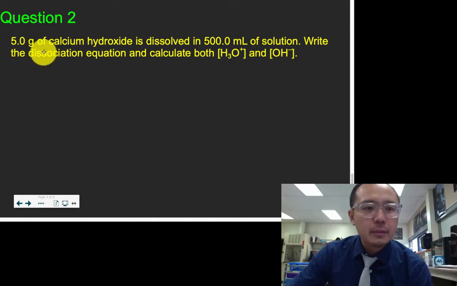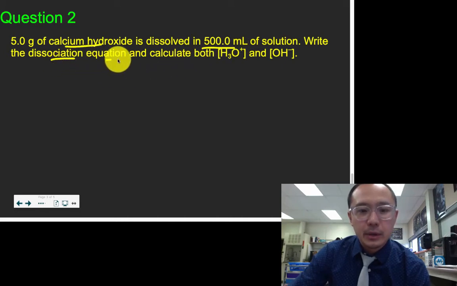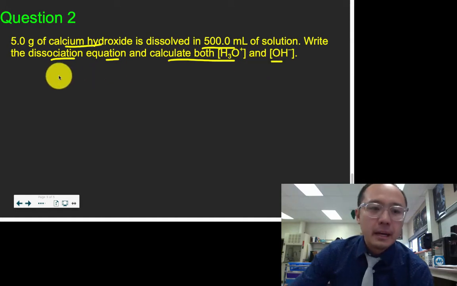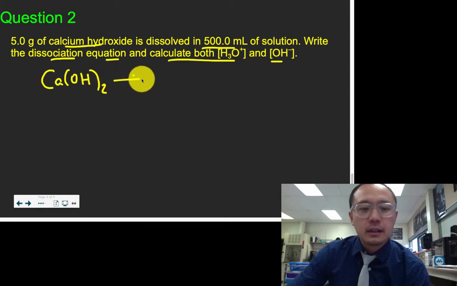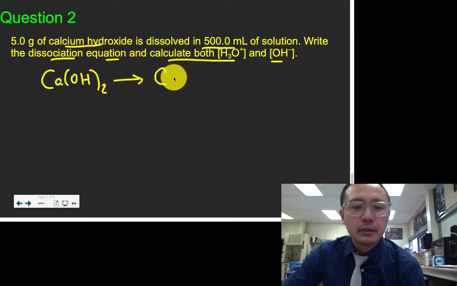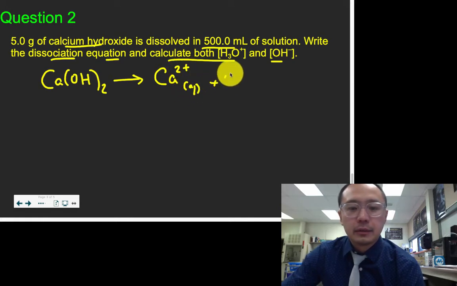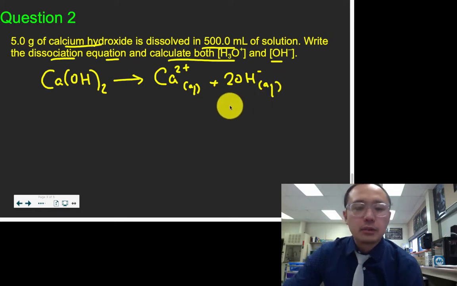Alright, so 5 grams of calcium hydroxide is dissolved in 500 ml of solution. Write the dissociation equation and calculate both the H3O plus and the OH minus. Let's write calcium hydroxide, it has this formula. It's going to get dissociated. I'm just going to put it into this form: Ca 2 plus, here's my aq, 2 OH minus aq. So dissociating to these two ions.